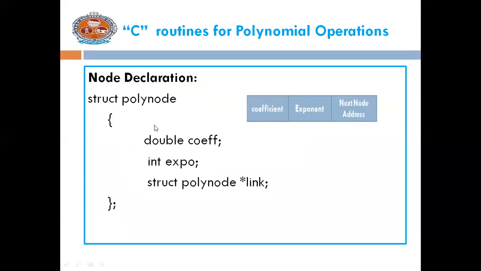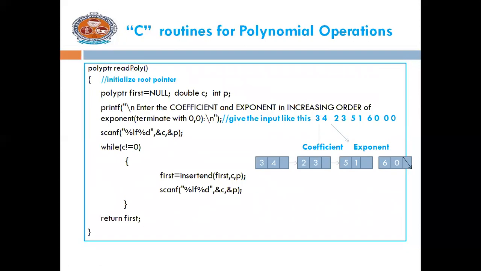Now we'll see simple routines to implement polynomial operations like reading the polynomial from the keyboard and displaying the polynomial on the screen. This is the node declaration for the polynomial node. Here the polynomial node contains three parts: coefficient, exponent, and next node address, which is used to store the next node address. Coming to the read poly routine, it is used to read the polynomial from the keyboard. Here the starting statement first equal to null is used to initialize the polynomial starting pointer as null, and two variables c and p are used to read the coefficient and exponent respectively.